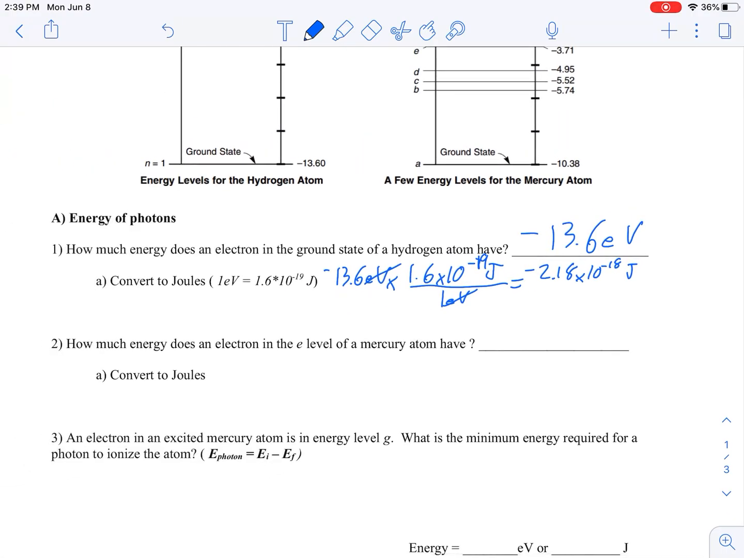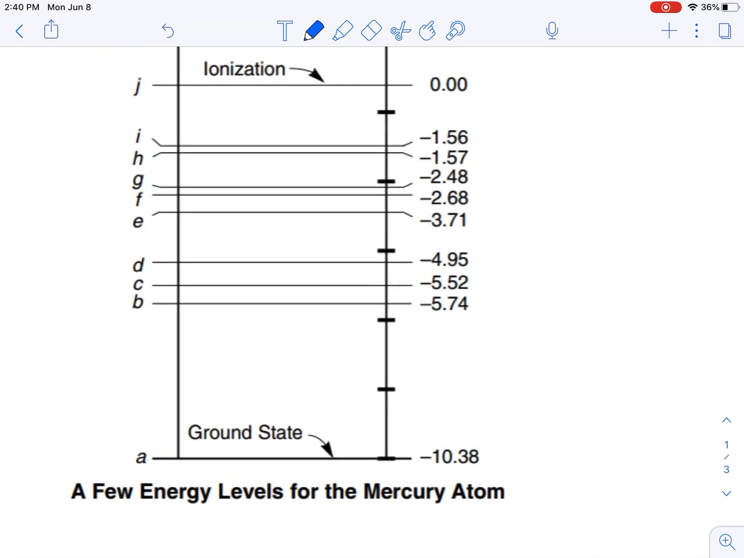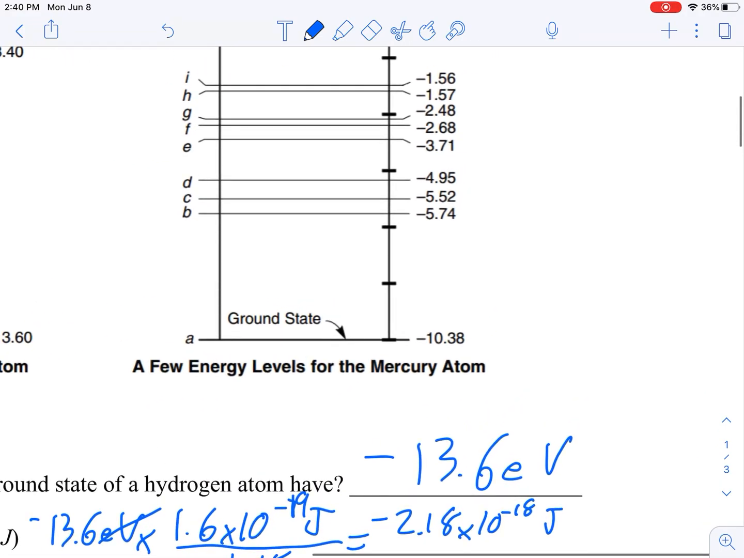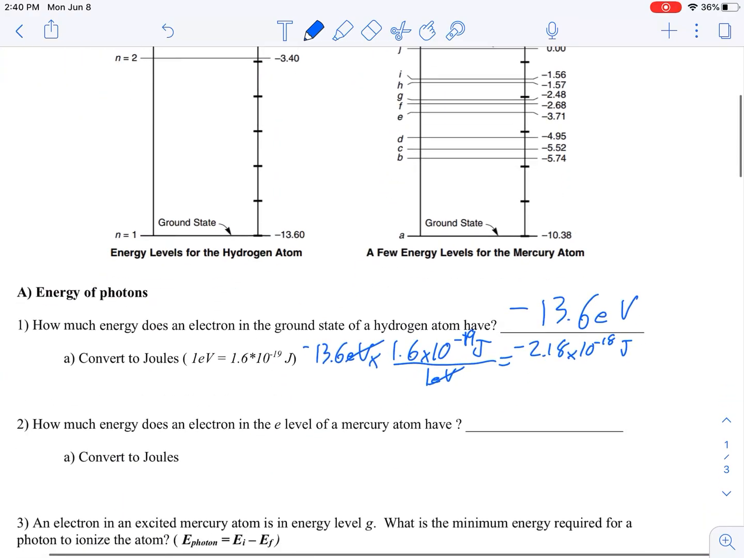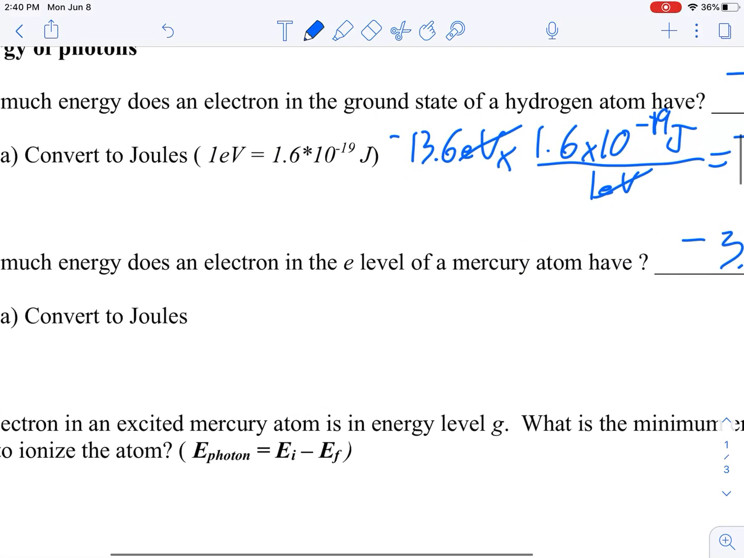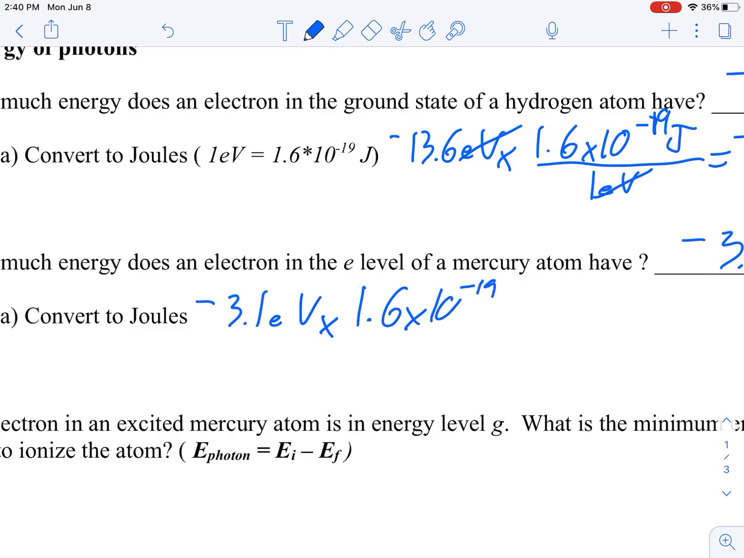How much energy does an electron in the E level of a mercury atom have? Well, E, if we look there, negative 3.71 electron volts. All right, so again, we're going to convert that the same way. Negative 3.71 electron volts times 1.6 times 10 to the negative 19 joules over 1 electron volt. Electron volts cancel. And let's see what we get here.